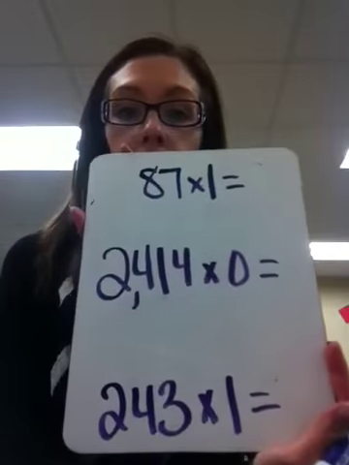So, to leave you off, I'm going to give you 3 problems, and I want you to write them on the back of your chart tables, and I want you to bring in the product tomorrow, but be ready to explain how you got that answer. So, the first problem is 87 times 1. The second problem is 2,414 times 0. And the third problem is 243 times 1. There are your problems.